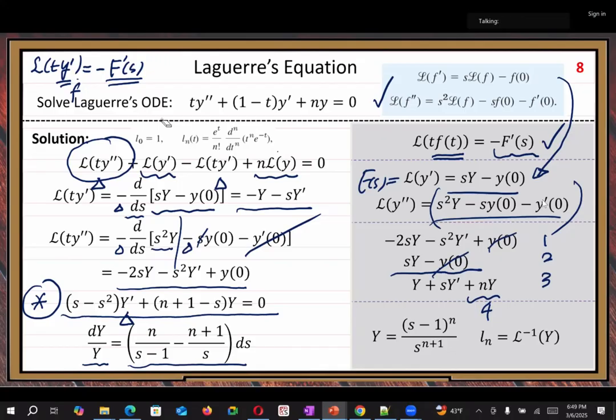So here the formula: if y equals this function, then little ln inverse Laplace transform has this expression. So then here, this y. How can we get it?